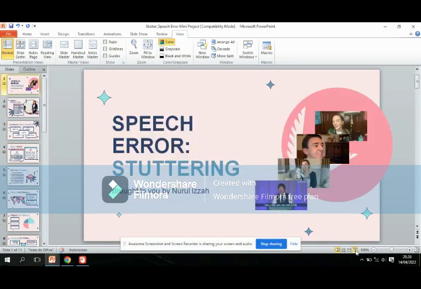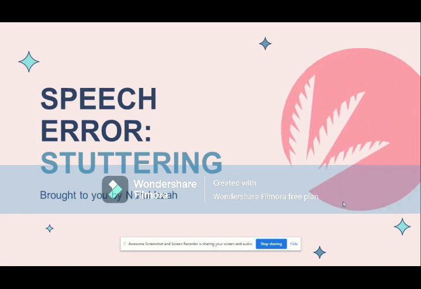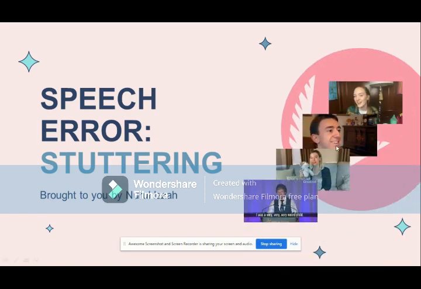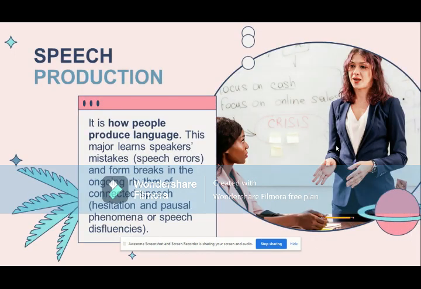And before we explain what stuttering is, I want to explain speech production first. Speech production is how people produce language. This measure learns speakers' mistakes and breaks in the ongoing rhythm of connected speech. Because, as we know, speaking is one of the most complex cognitive operations that human beings perform, and studies of the pausing and hesitation patterns of speakers provide insight into the way speech is planned and executed.